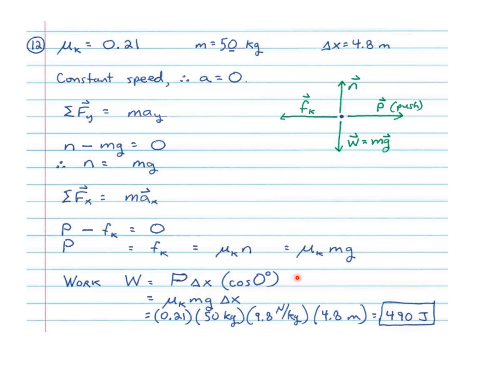And now when we make substitutions, the push is mu sub k mg times displacement. And then we can just substitute in all the values. And we get 490 joules.